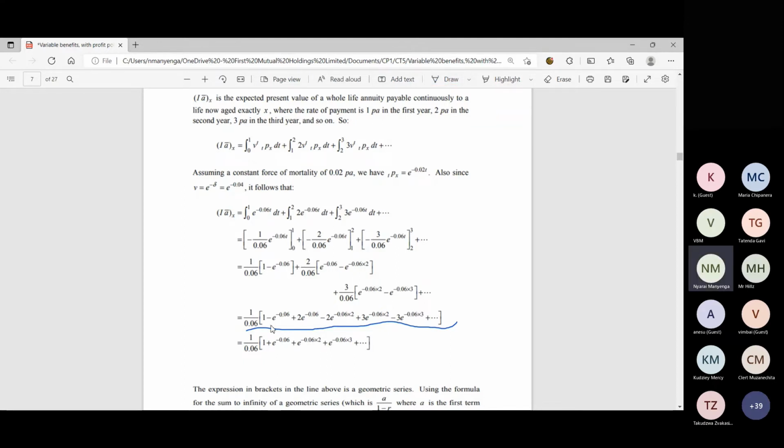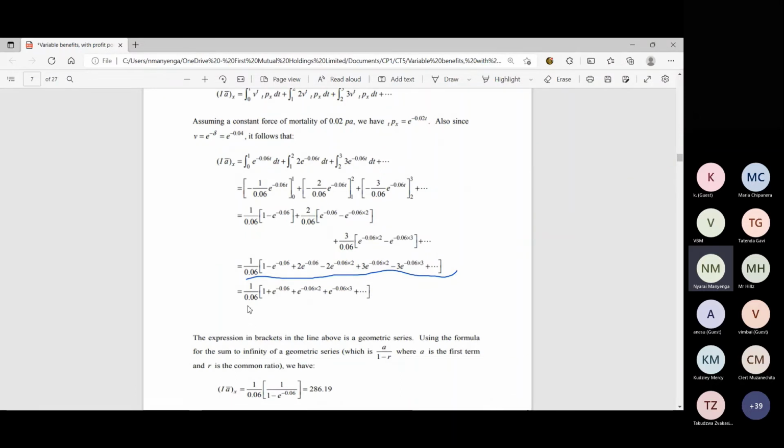So you see that once you've done this and you're now grouping like terms and simplifying, it will simplify to 1 over 0.06, then brackets, 1 plus e to the power minus 0.6 plus e to the power minus 0.6 times 2, and so on up to infinity.